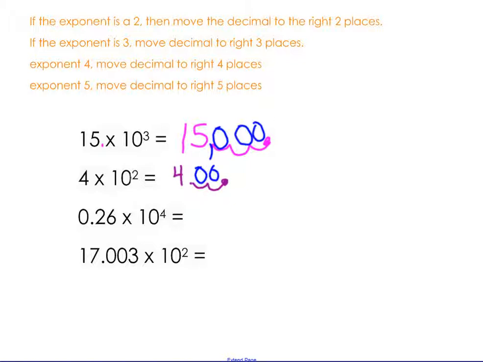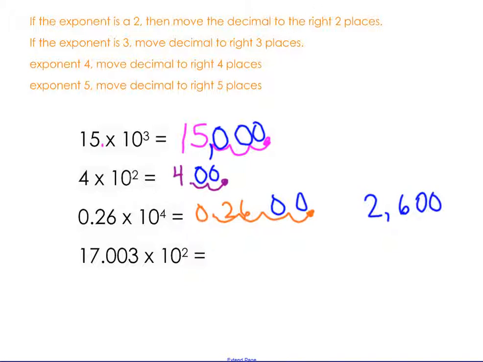Now we have a decimal number, 0 and 2600ths. So our decimal point is already here. Our exponent 4 indicates to us that we need to move the decimal to the right 4 places. So we're going to scoop it to the right 4 places. 1, 2, 3, 4. And that's where our decimal point goes now. Then we need to fill in these 0 placeholders. So our answer is 2,600 to the multiplication problem 0 and 2600ths times 10 to the 4th power.